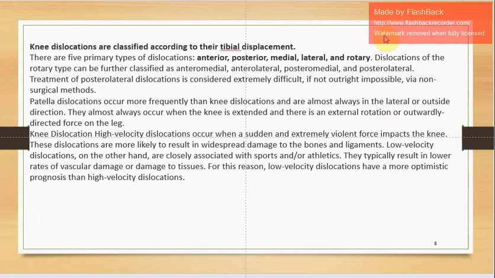Knee dislocations are actually classified according to their tibial displacement. The 5 types we have mentioned: anterior, posterior, medial, lateral, and rotatory. Rotatory type can be further classified as anteromedial, anterolateral, posteromedial, posterolateral. Treatment of the posterolateral dislocations is considered extremely difficult, if not outright impossible, via non-surgical methods.